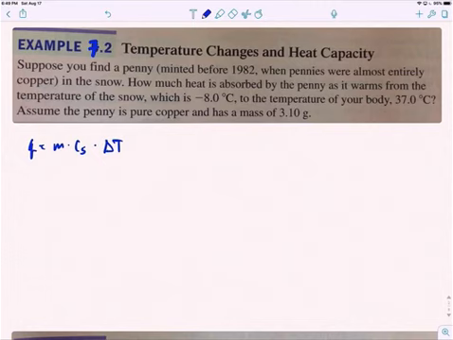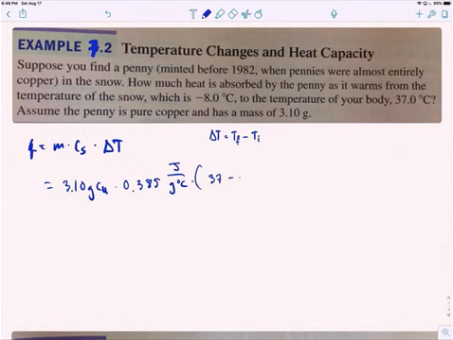So use this equation here. Heat flow Q is mass times specific heat capacity times change in temperature. So we would just apply this equation. The mass is 3.10 grams of copper, times the specific heat capacity of copper. What is the specific heat capacity of copper? It is 0.385 joules per gram degrees Celsius, times the change in temperature. Delta T is always the final minus the initial. So the final is 37 minus negative 8 degrees Celsius.